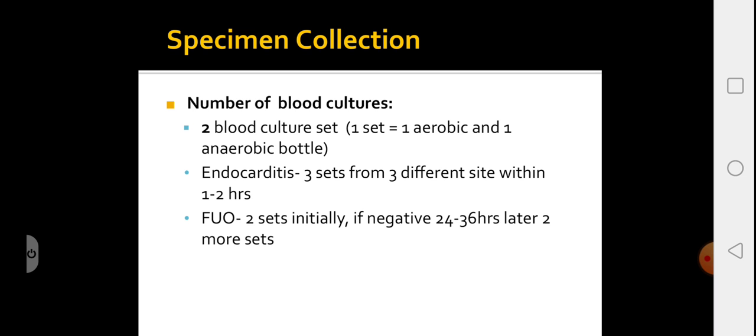Looking into the number of blood cultures you have to perform, the standard is to collect at least 2 blood culture sets from 2 different sites. In case of endocarditis, you have to collect 3 sets from 3 different sites within 1 to 2 hours. In case of fever of unknown origin, initially 2 blood culture sets are collected, and if it's positive, it's okay. If it's negative, within 24 to 36 hours, you have to collect 2 more sets.